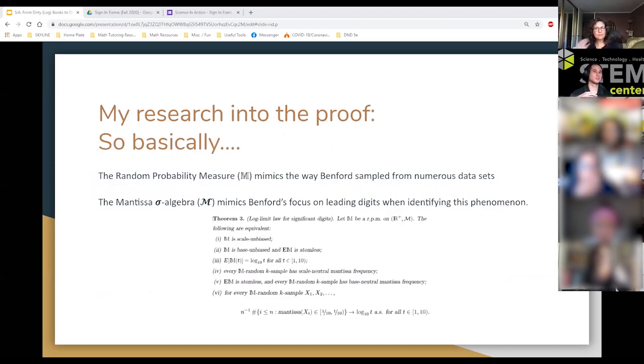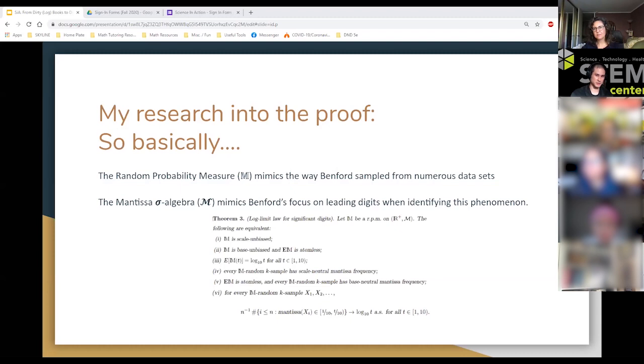And so, again, basically a random probability measure mimics the way Benford sampled from all these types of data sets, and this mantissa sigma algebra mimics Benford's focus on these leading digits when identifying this phenomenon. Okay, and so when Ted Hill managed to formally reconstruct Benford's process, he was able to examine the properties of a sigma algebra, a Borel sigma algebra, a mantissa sigma algebra, and inherently reconstruct very key properties that exist within the real number system.